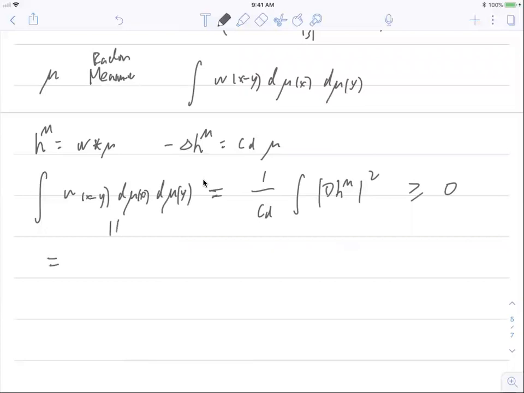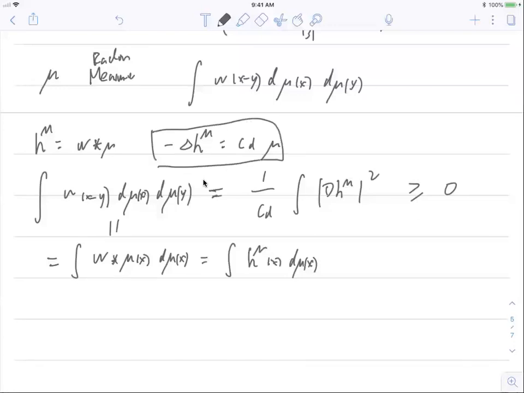So this equals to omega convolution mu x d mu x. We integrate over y first, so we get a convolution. So omega convolved with mu is just the potential, the Coulomb potential generated by the distribution mu, and this is d mu x. By this equation, by the Laplace equation, we can write mu as the following.